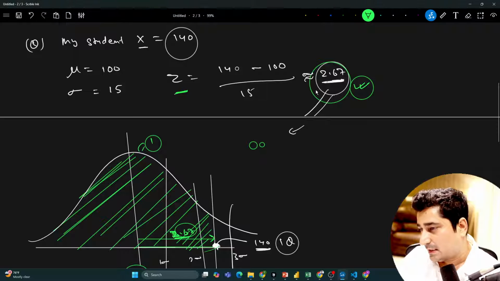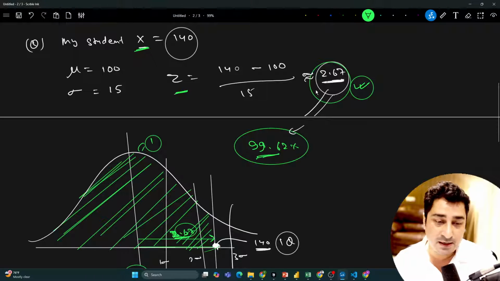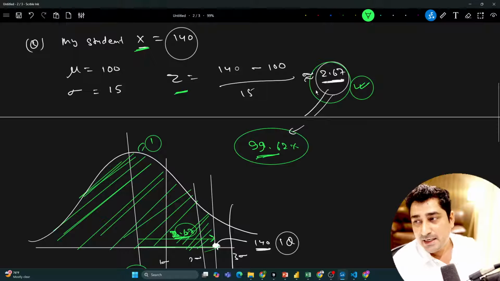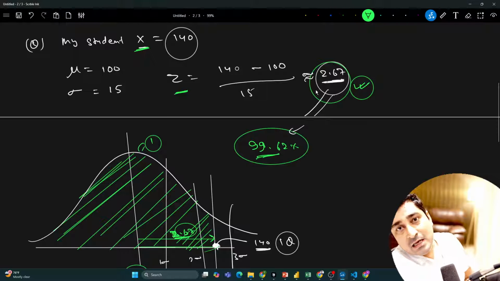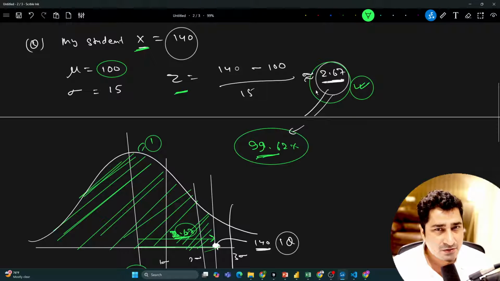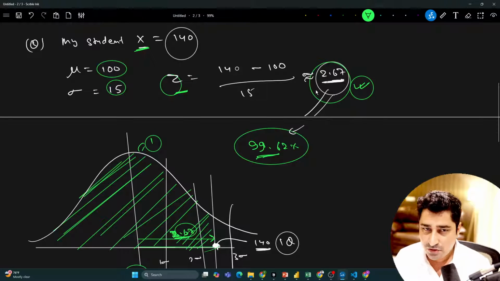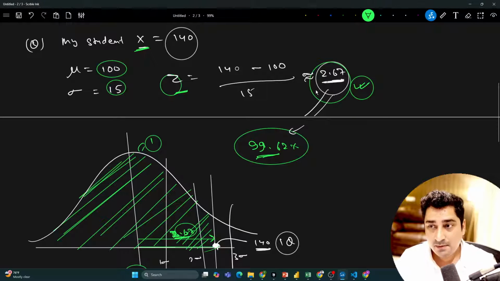So basically it's 99.62%. My student X has scored better than the 99.62 percentile of the students inside the class. The average score was 100, right? The average score was 100 and the standard deviation was 15. So even over here, Z score is helping me out, and with the help of area, which is nothing but a probability, right? The total area is equal to 1, so probability, and that table is representing the same thing. So with the help of that, I am able to find it out.